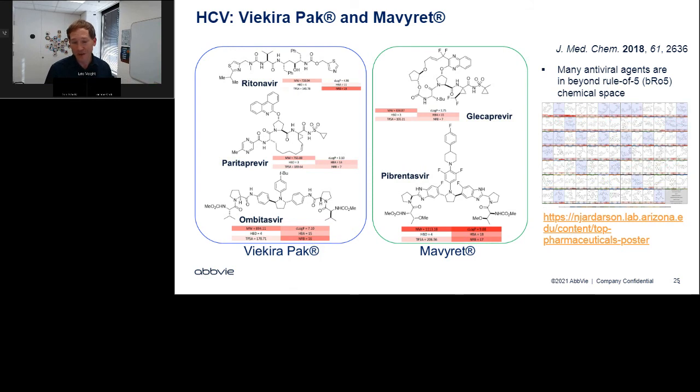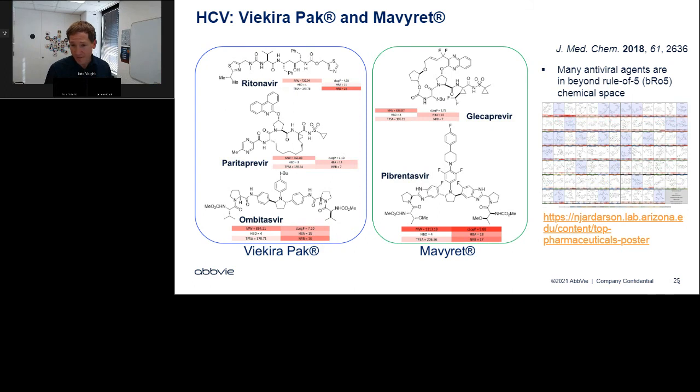And 5 of those are shown here: 3 in Viekira Pak, our first approved HCV medication, and 2 in Mavyret. Out of these, you'll notice that pibrentasvir is particularly large and lipophilic, with a molecular weight over 1,100 and a cLogP of almost 10. So this is in far beyond rule of 5 space, really the world record holder in de novo designed molecule size. But because of its exquisite potency, it's very effective as a component of Mavyret.